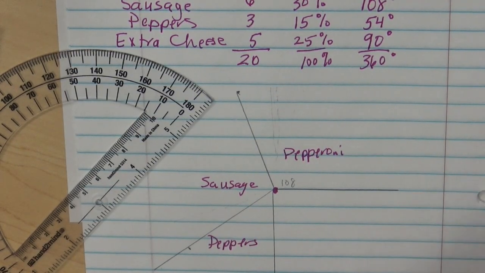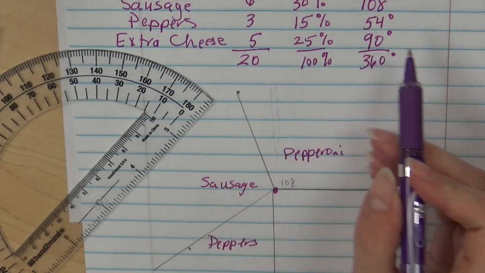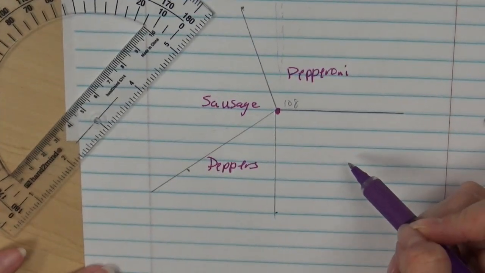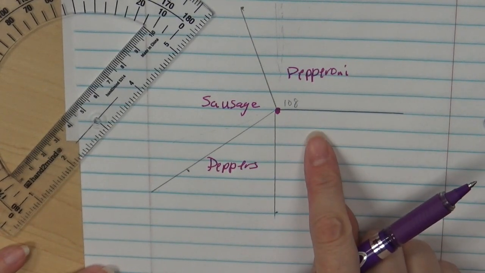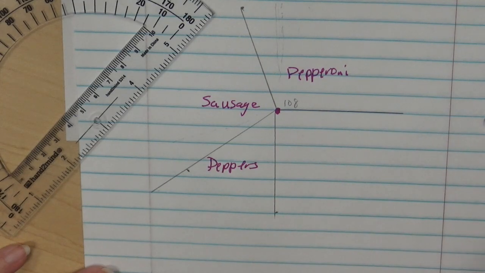Okay, and then the last one is 90 degrees. Well, let's look at what I have left now. That looks like a 90-degree angle. It looks like it came out perfectly.